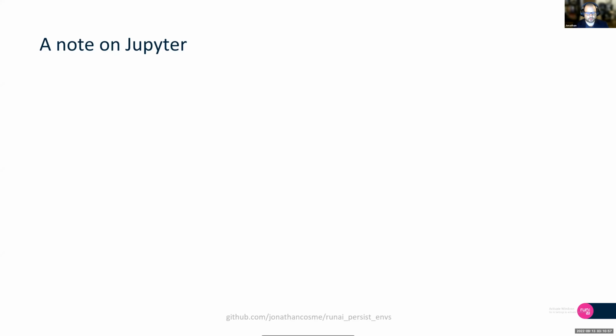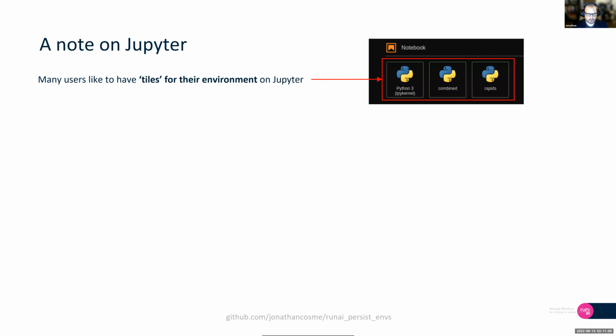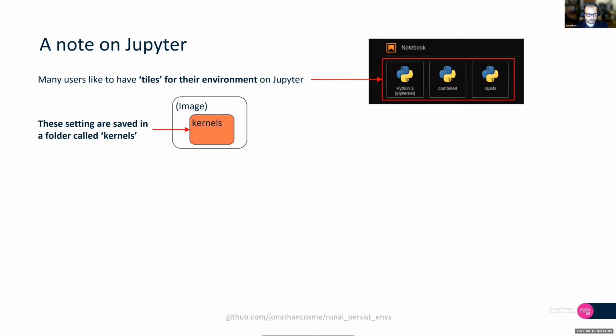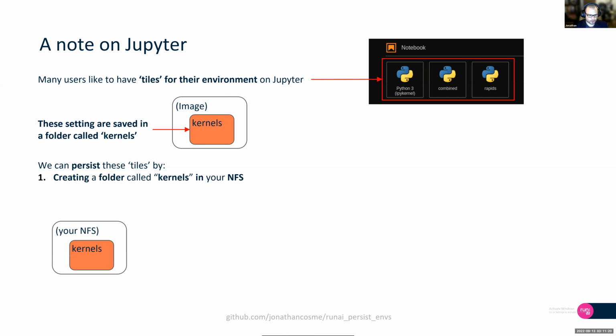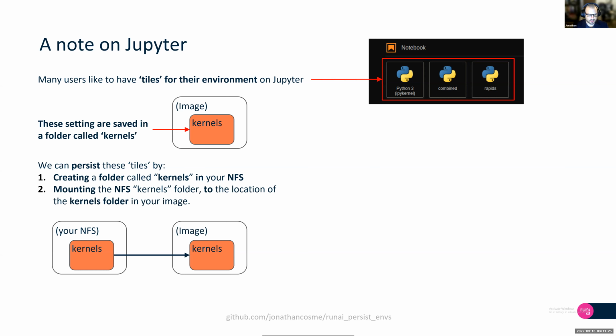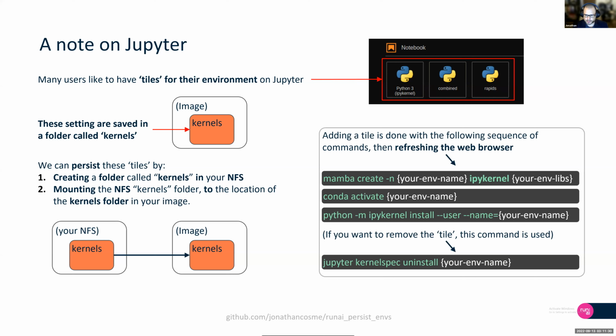So a quick note about Jupyter. A lot of people like to have tiles for their environments. This way they can also switch the kernels on a particular notebook. And so these settings are saved in a folder called Kernels. So similarly, if we wanted to create these tiles and persist them, make them permanent, we could create a folder called kernels in our NFS, in our persistent storage, and then just mount that to the kernels folder inside of our image.